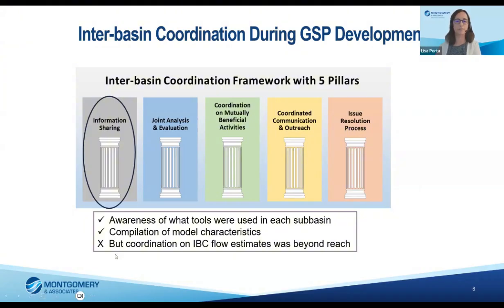During the GSP development, we had information sharing going on. And so we shared amongst the GSAs awareness of what tools were used in each subbasin. We looked at compilation of model characteristics to understand and look at differences and commonalities. But then the coordination kind of stopped there. We were not able to fully go into identifying and really connecting on flows between the subbasins. That was kind of beyond reach at that time.